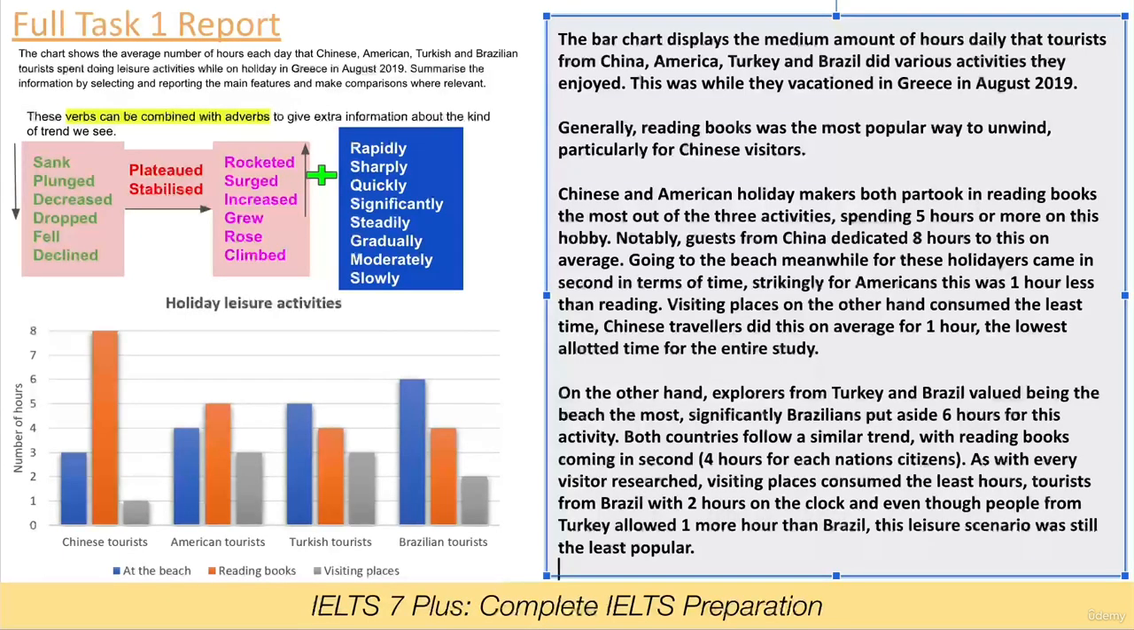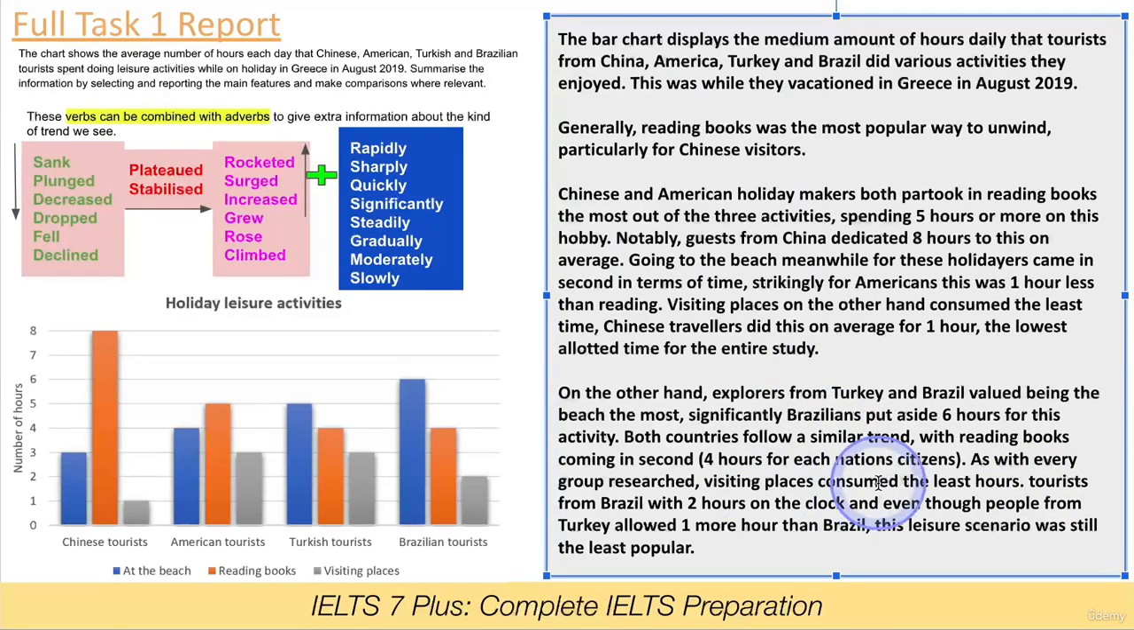As with every group researched, visiting places consumed the least hours. Tourists from Brazil with 2 hours on the clock, and even though people from Turkey allowed 1 more hour than Brazil, this leisure scenario was still the least popular.